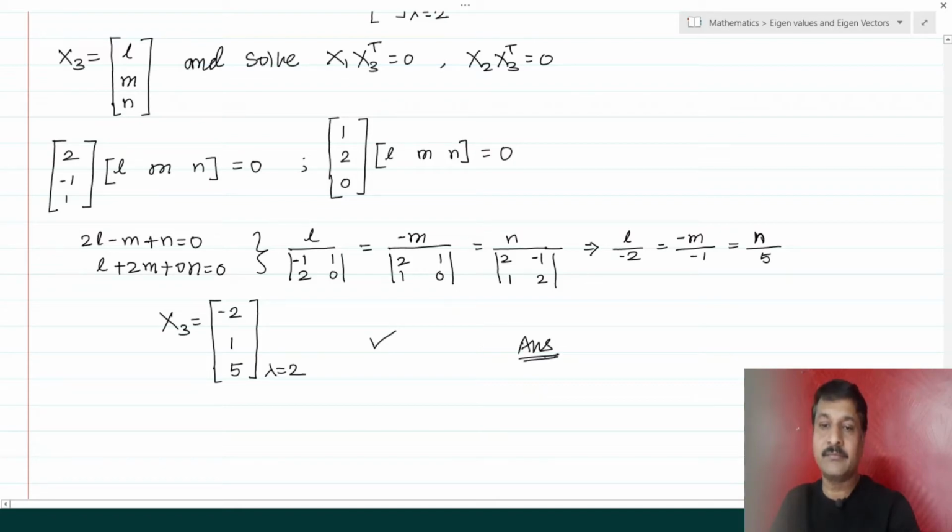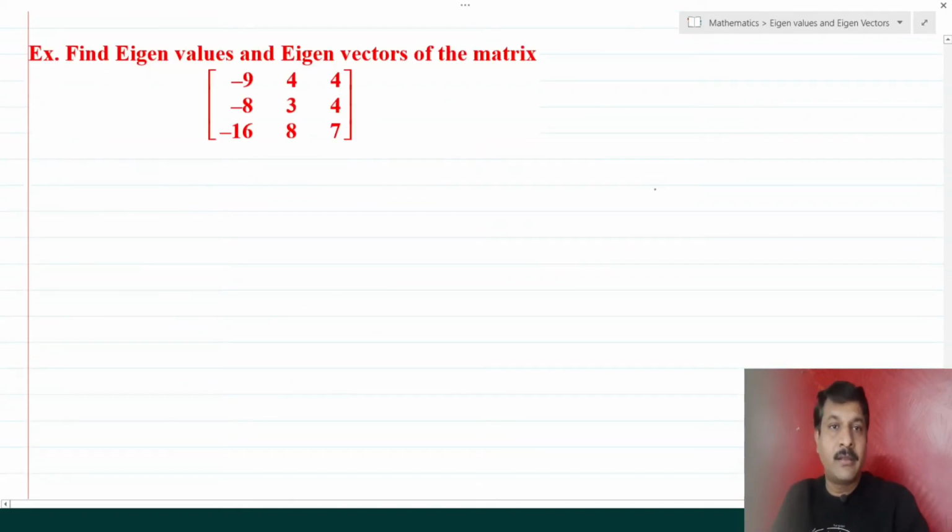Now next example: find the eigenvalues and eigenvectors of the matrix minus 9, 4, 4; minus 8, 3, 4; and minus 16, 8, 7. So the solution for that.